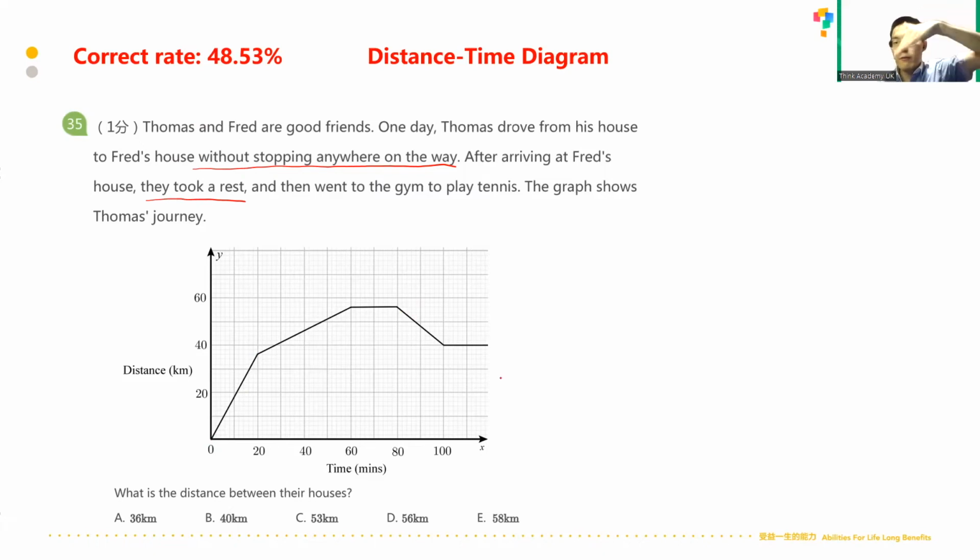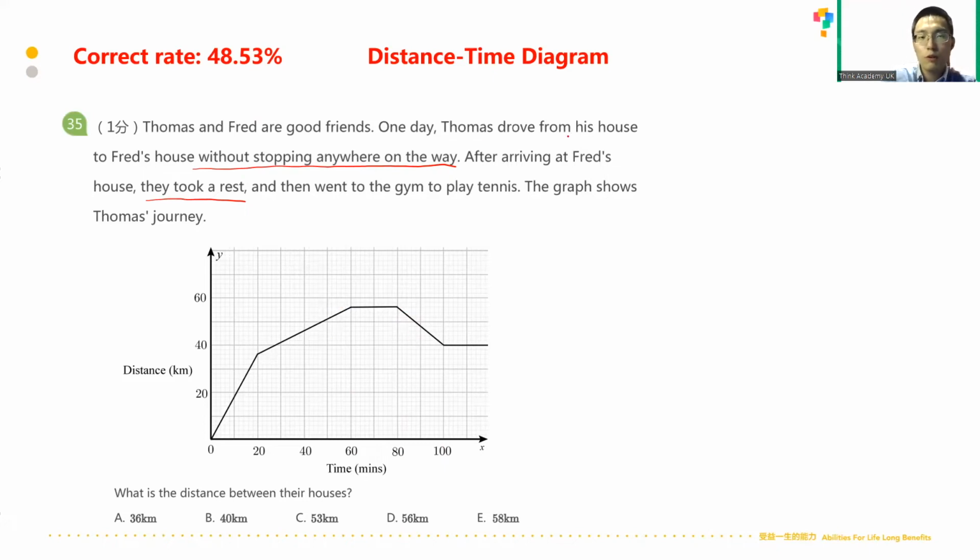And the one moving from higher to lower, that means at this point, we are 56 kilometers away from Thomas's house, and at this point, we are 40 kilometers away. So from 80 minutes to 100 minutes, we have moved 16 kilometers backward. Yeah, so 16 kilometers closer to Thomas's house. So with these being said, if we're clear with what this diagram tells us, we can look at this diagram.